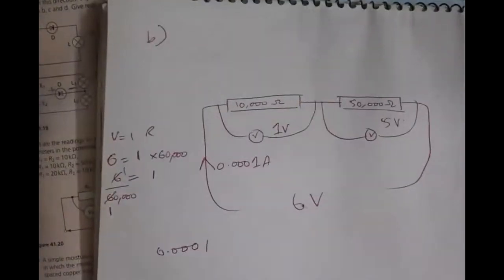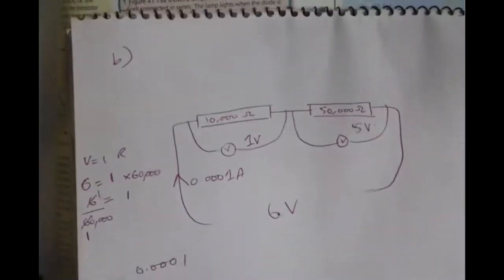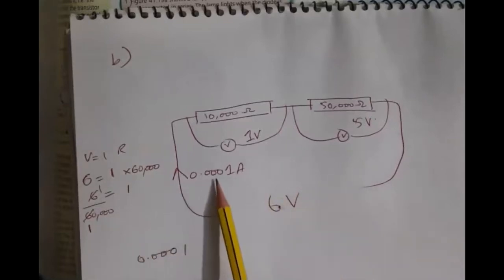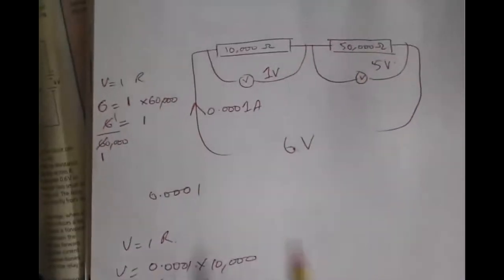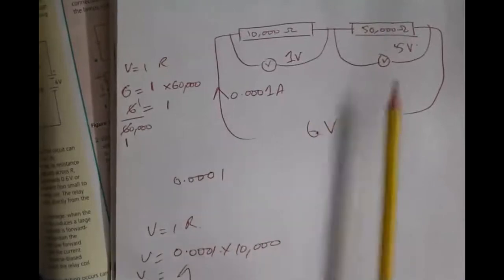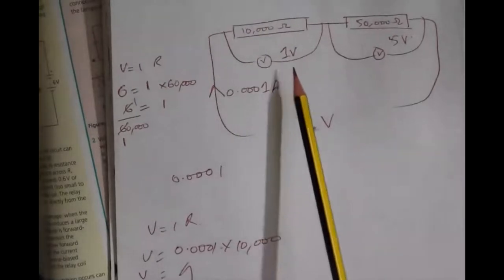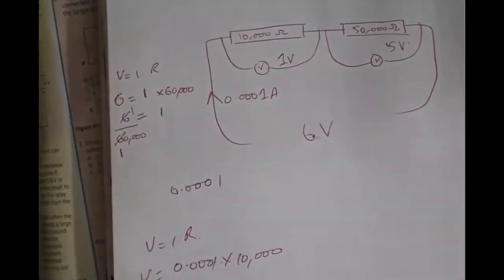Let's move on to B. Try to speed up. So in B we have R1 with a resistance of 10 kilo ohm, R2 with a resistance of 50 kilo ohm. And then you use the same technique. I'm going to find out the total current that is passing through it. So that is 0.001. And then using the formulas separately, individually for each of these resistors, I'm going to plug in the values. For this resistor, I get 1 volt, and for this resistor, I get 5 volts. Do you guys have any questions?